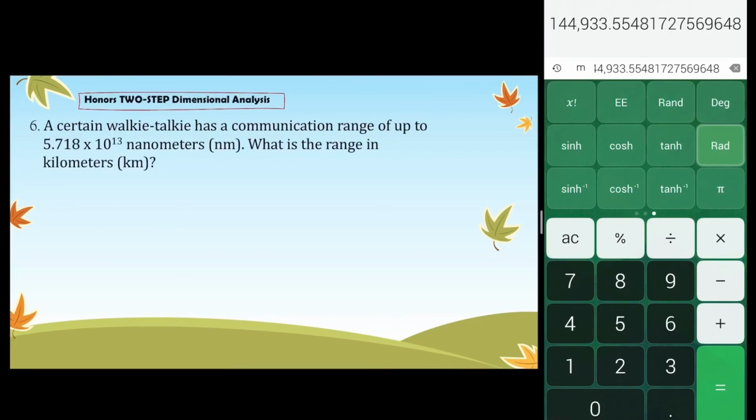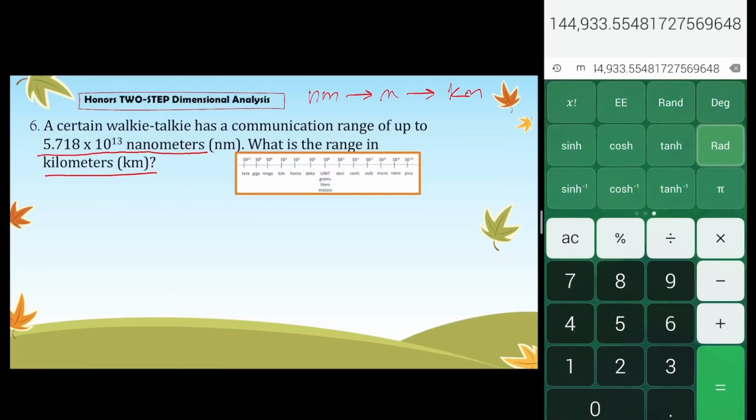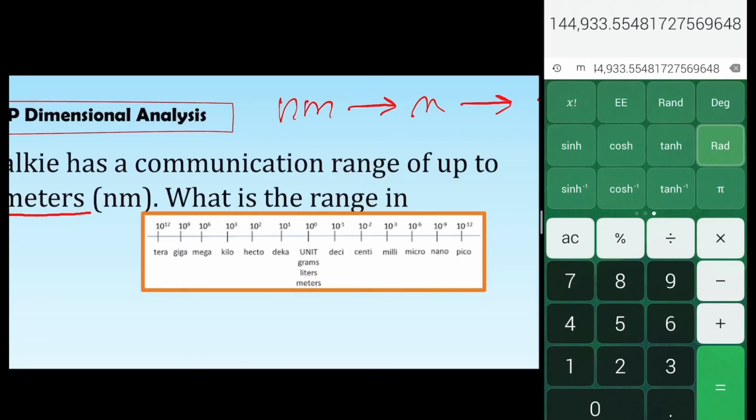Our final problem, number 6, is a problem for honors chemistry students. A certain walkie-talkie has a communication range of up to 5.718 times 10 to the power of 13 nanometers. What is the range in kilometers? For our purposes in solving this problem, we're going to go from nanometers to the base unit, which is meters, to kilometers. Let's take a look at our table of prefixes.